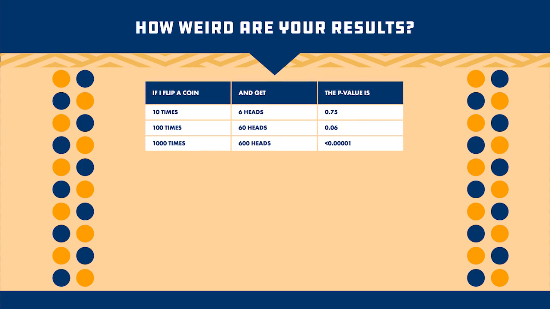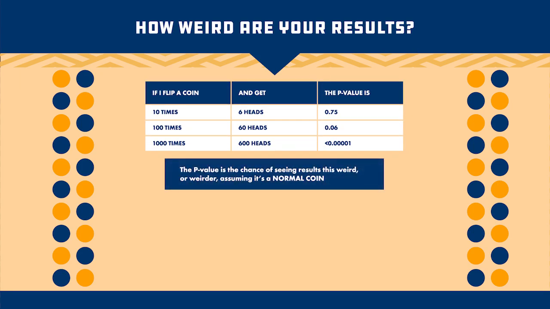So the p-value is the chance of seeing results as weird as the results you saw, or weirder, assuming it's a normal coin. I say this again and again and again. It's under the assumption that nothing interesting is going on. So the p-value accounts for the number of flips, right? It accounts for the sample size. It's cooked into the p-value, which is great.